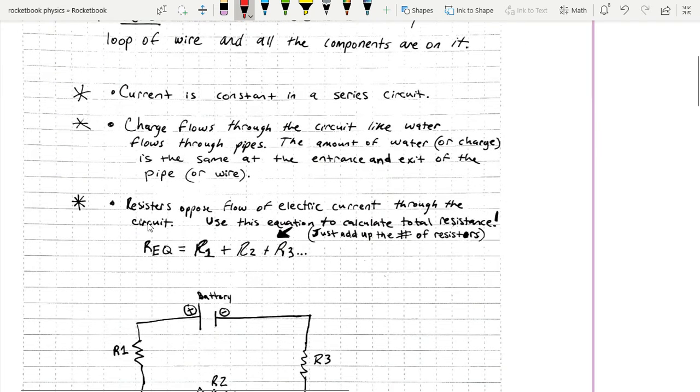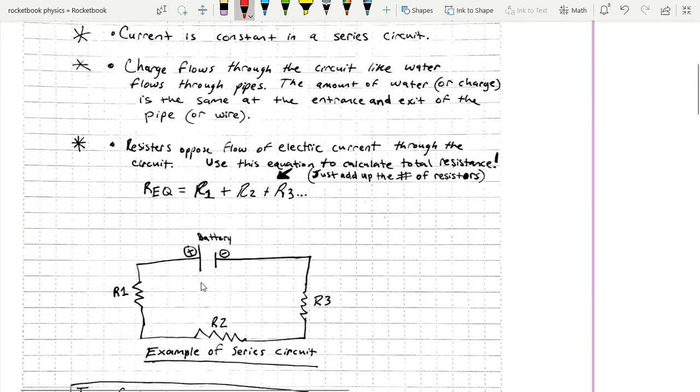So resistors oppose flow of electric current through the circuit. Use this equation to calculate total resistance. All you got to do is just add up the number of resistors. Well, first off, what's a resistor? A resistor is what it says. A resistor opposes the flow of electricity. It resists the flow of electricity. And on a circuit diagram, all you got to find are the squiggly lines. This is a resistor. Squiggly line, squiggly line, squiggly line.